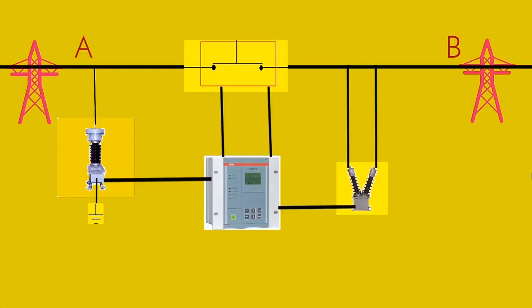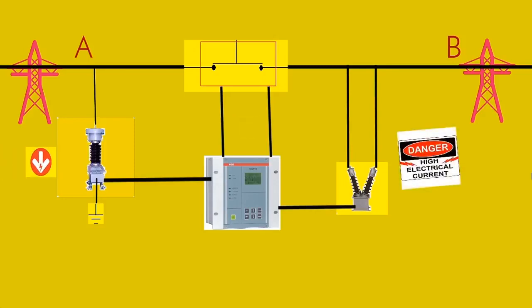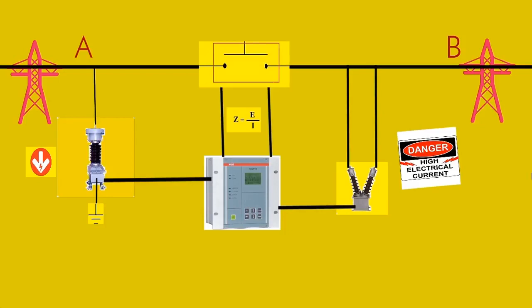This PT and CT sends the voltage and current to the protective device, which calculates the impedance and sets it to a standard value of impedance. When there is a short circuit, there will be a decrease in voltage and an increase in current, which will send the signal to the protective device. These calculate the impedance, which is an increased impedance. This increased impedance trips the circuit breaker and opens the circuit.